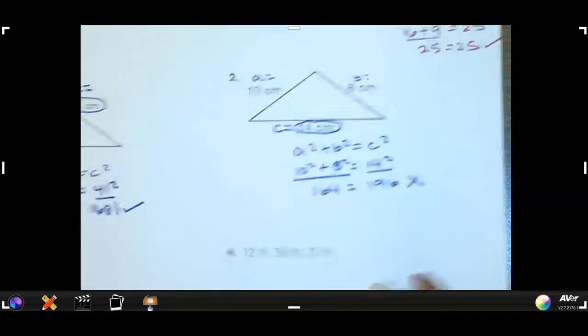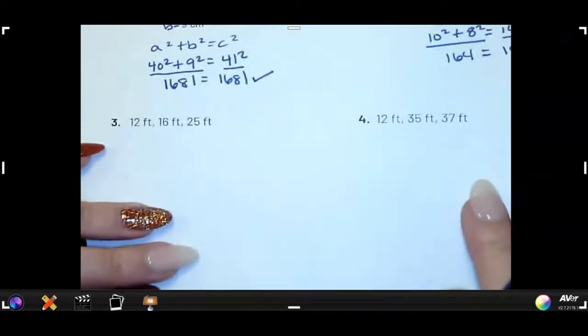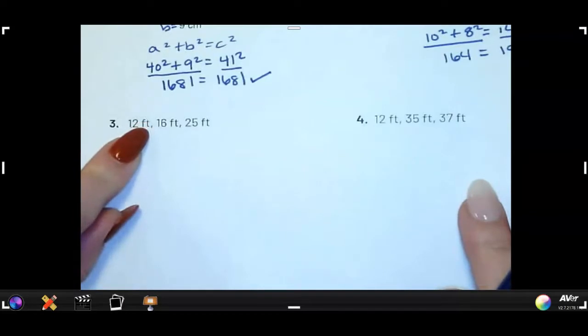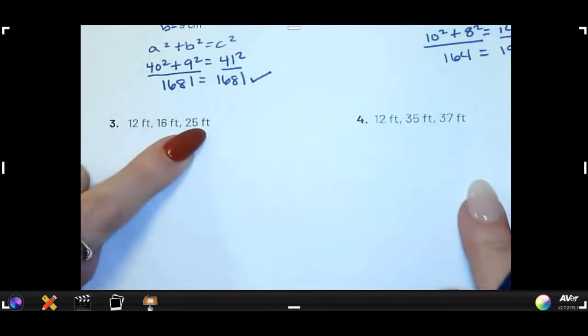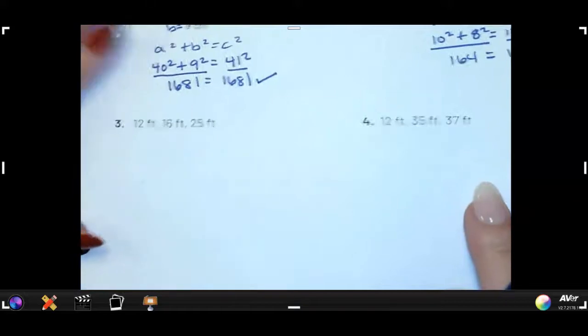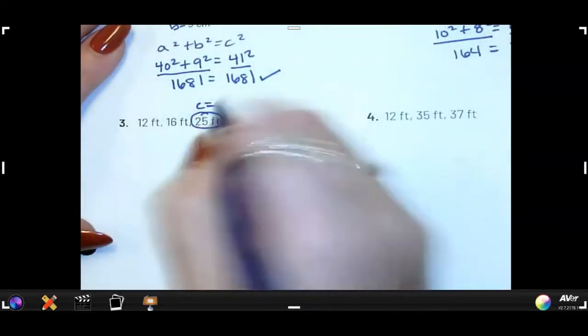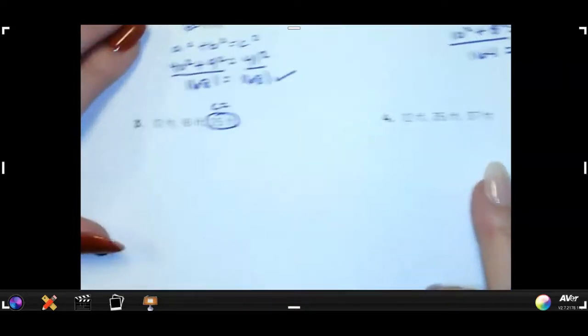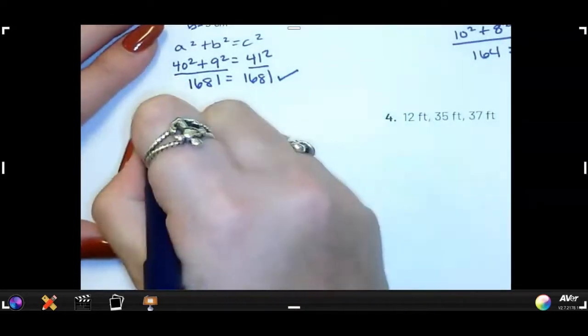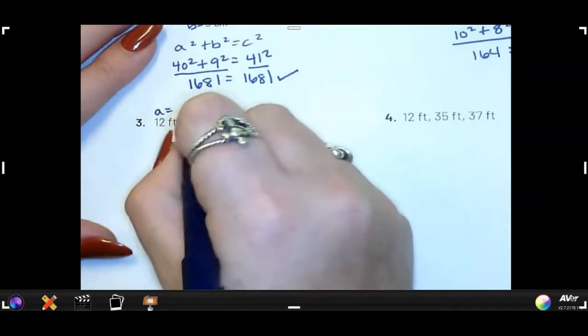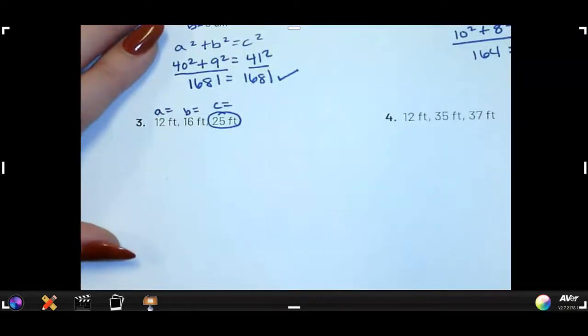Okay? 3 and 4 are just the same. All I did was take the picture away. So this tells me I have a triangle with side lengths of 12, 16, and 25. Looking at this list of numbers, I should be able to identify that 25 is going to be the hypotenuse because it is the longest side. Okay? And then we can just go in order. 12 can be A, 16 can be B.